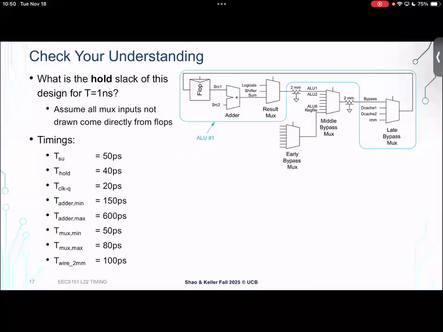All right. I shut off the responses. Let's go ahead and talk about this one. It looks like most folks have responded at this point. So what is the fast path through this design? Any thoughts? Yeah, so the very fastest path is going to be here, right? Notice this bullet point. So assume all mux inputs not drawn come from another flop. So implicitly, there's another launch flop here.